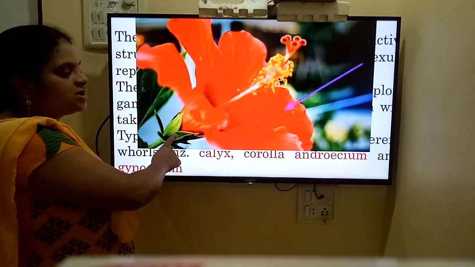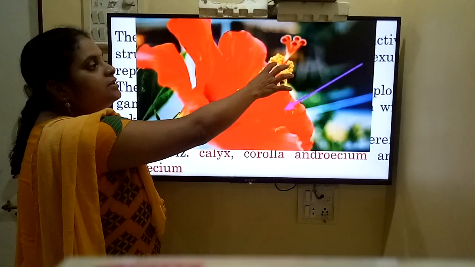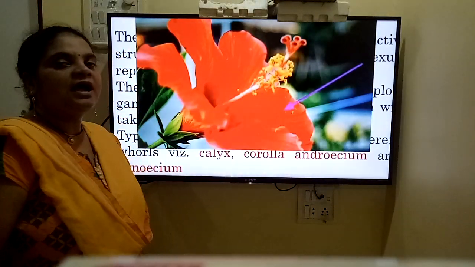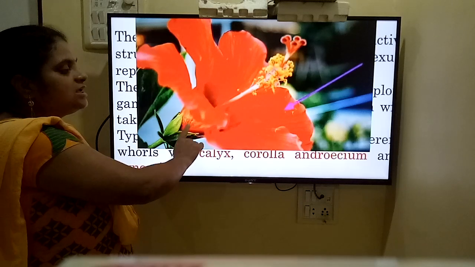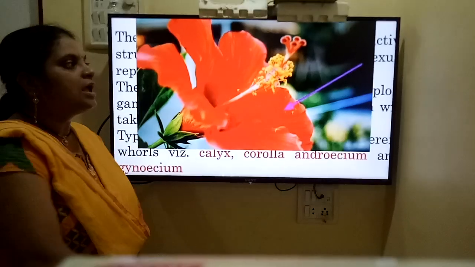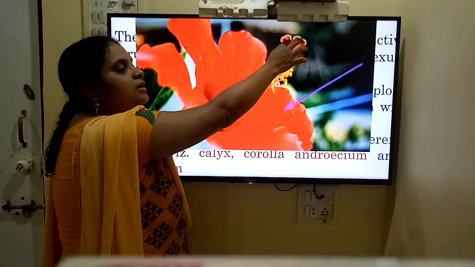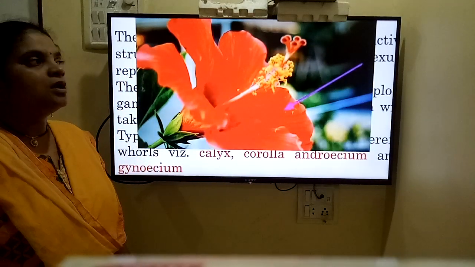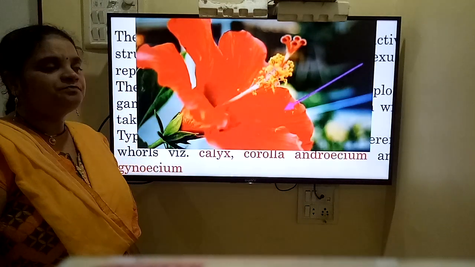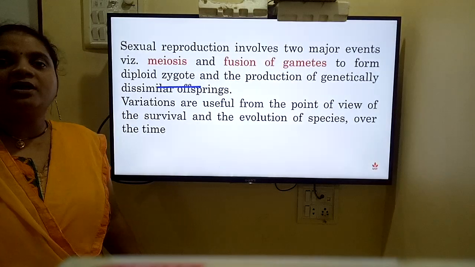The green cap-like structure is the calyx. The colorful part of the flower is the corolla, and this yellow bunch is the androecium. At the top we can observe the gynoecium. These two, calyx and corolla, are the accessory, and androecium and gynoecium are the essential. Androecium is also called the male reproductive whorl, and the gynoecium is the female whorl. These two whorls are essential. If anyone is absent, then that flower becomes unisexual. So this is the typical flower.